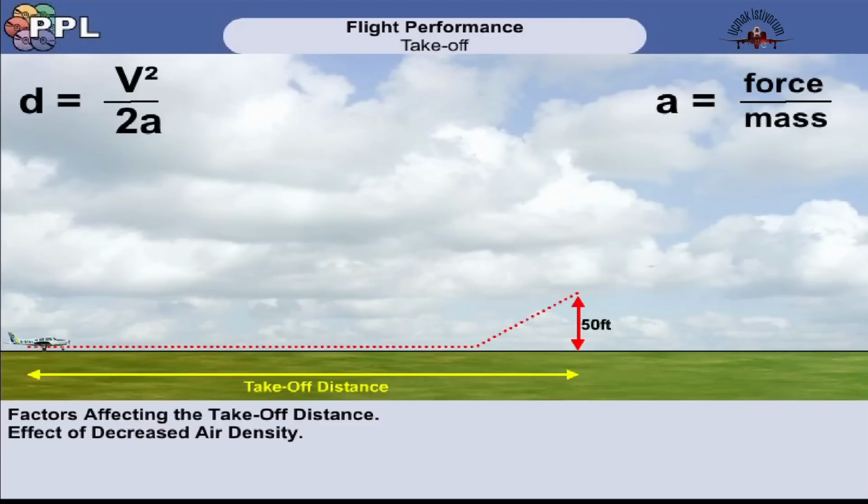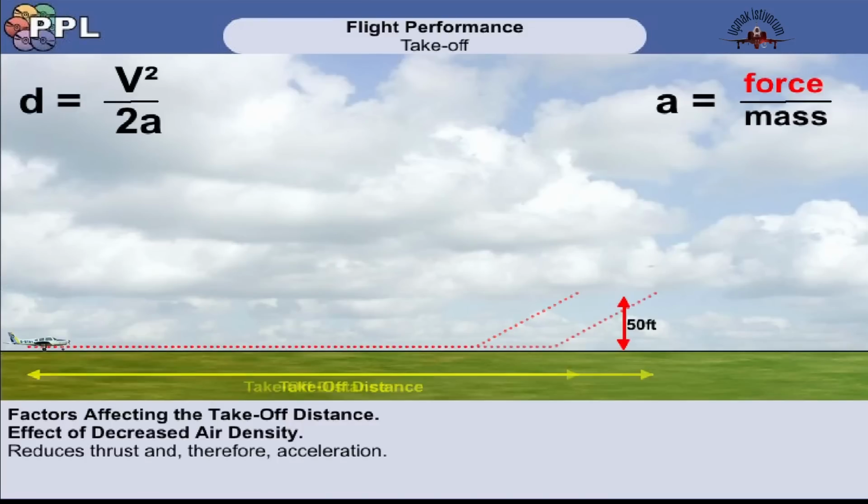The next factor to discuss that will affect the takeoff is the air density. This has three effects. The first is that a reduced density will reduce the thrust. This is because not as much air, and therefore not as much oxygen, enters the engine for combustion. This will reduce the acceleration force and as a result increase the takeoff distance.